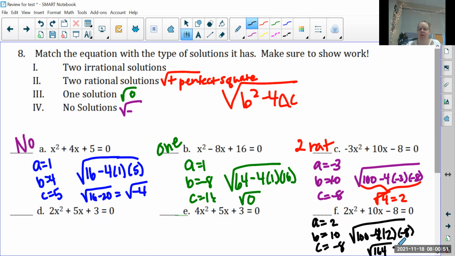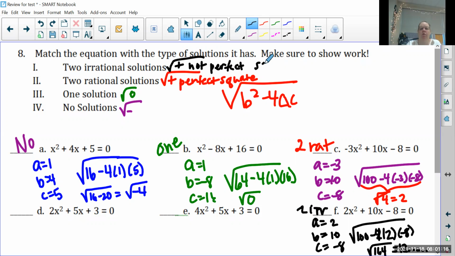164 is not a perfect square, so I'm going to get a weird decimal like 12 point blah, blah, blah. Whenever I see this irrational answer, that means my final answers to the problem are going to be two irrational answers as well. So this is the two irrational answers. This happens whenever we get a positive that's not a perfect square.